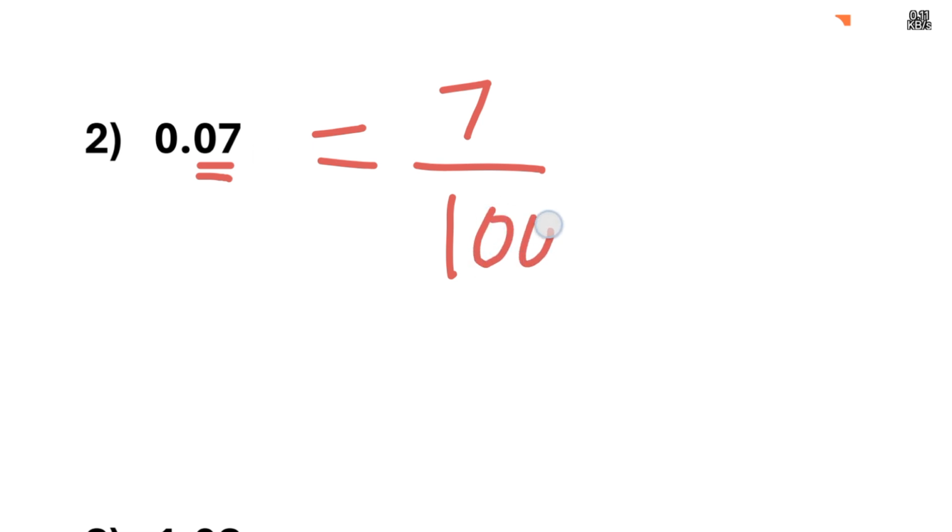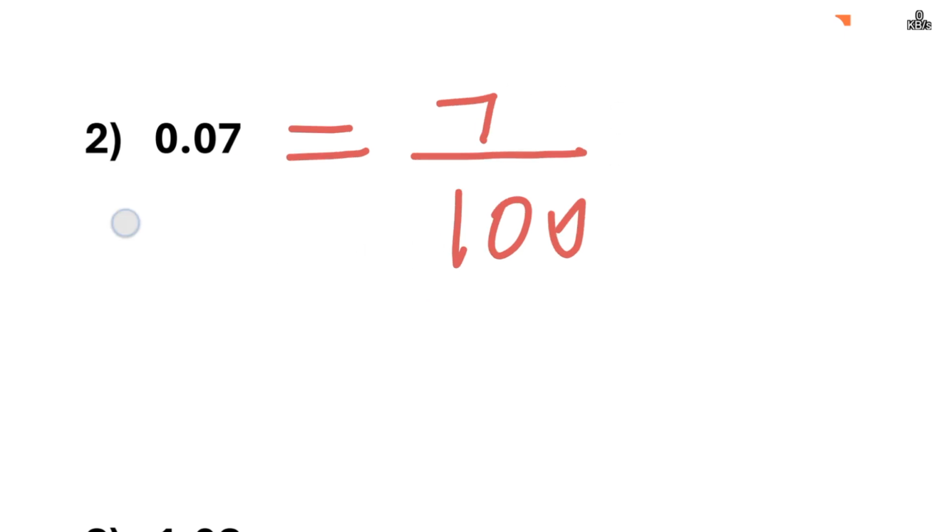0.07. To convert 0.07 into fraction, first we have to remove the decimal point. If we remove the decimal point, we will get 7 in the numerator. Then we have to write 1 as a denominator. Afterwards, we have to count the number of digits in decimal part. There are 2 digits in decimal part. So we have to add 2 zeros in denominator. 7 by 100 is the fraction for this decimal. We cannot simplify this fraction. It is the simplest form. So we have to leave this fraction.